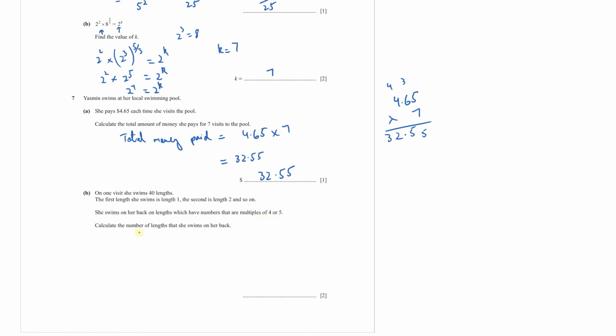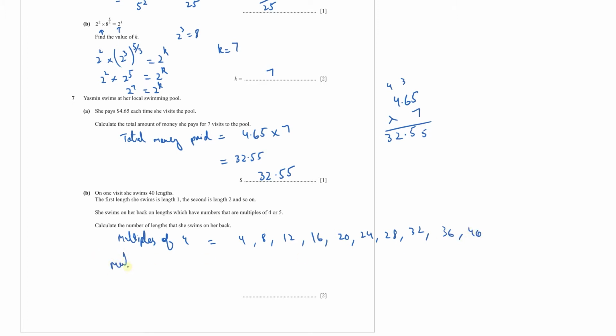So you have to find the number of lengths she swims on her back. So what are the multiples of 4 and 5 between 1 and 40? We can write those. Let's start with 4. So multiples of 4 will be 4, 8, 12, 16, 20, 24, 28, 32, 36, and 40.